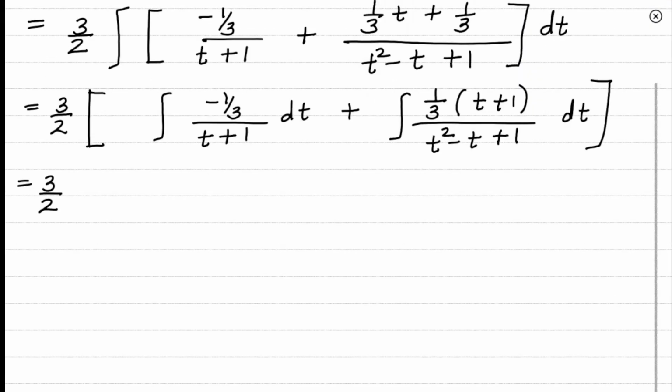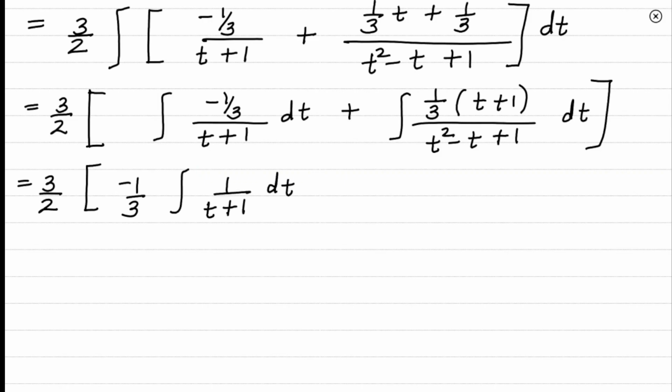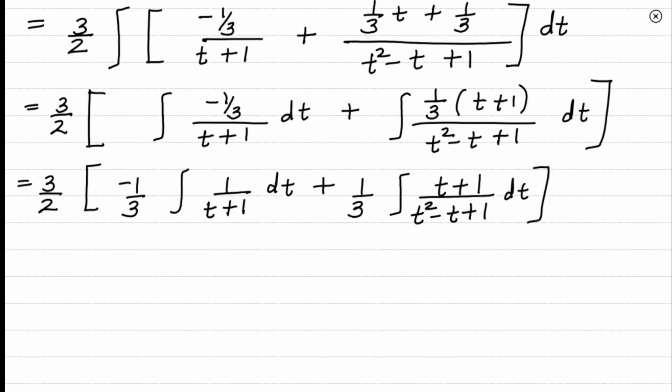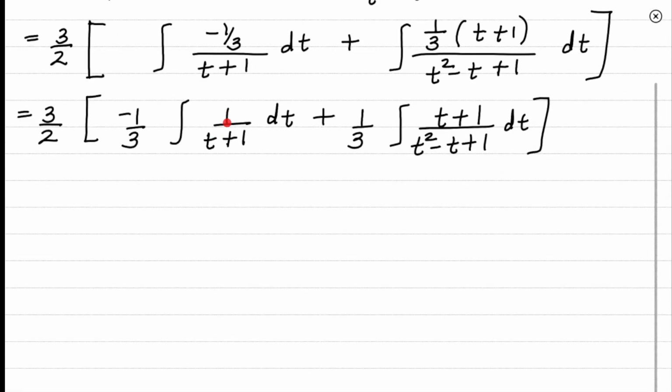So you get 3 by 2. This minus 1 by 3 is constant, can be taken out of the integral. So you have minus 1 by 3 integral of 1 over t plus 1 dt, plus also this 1 by 3 is constant, can be taken out of the integral. So you have 1 by 3 integral of t plus 1 divided by t square minus t plus 1 with respect to t. Now the first one is very easy to integrate. We'll look at how to integrate this second part.